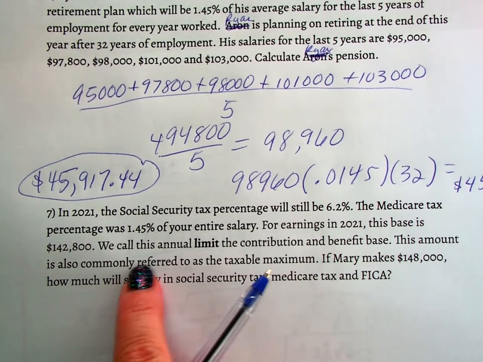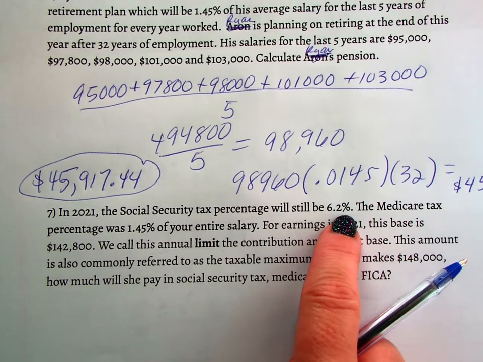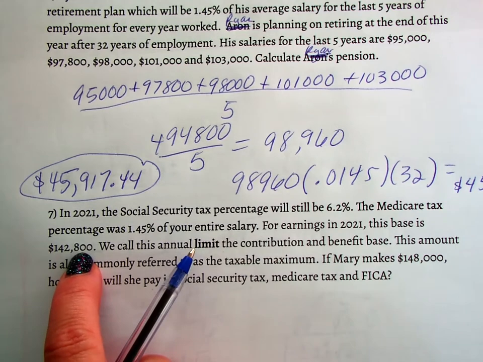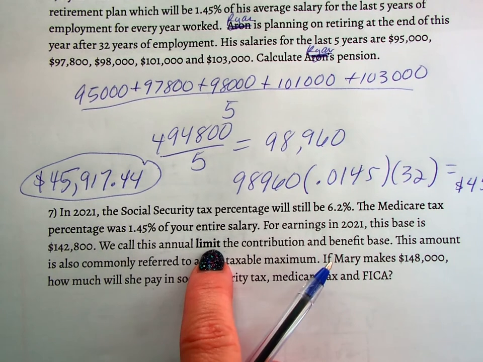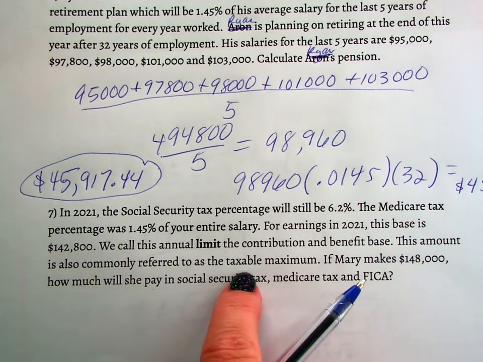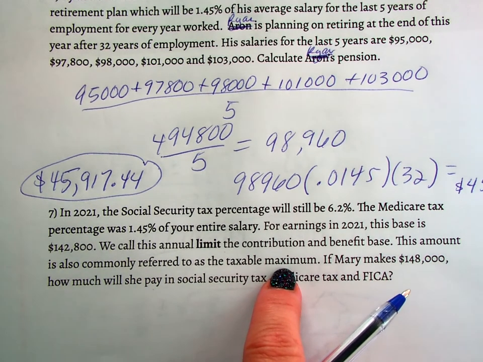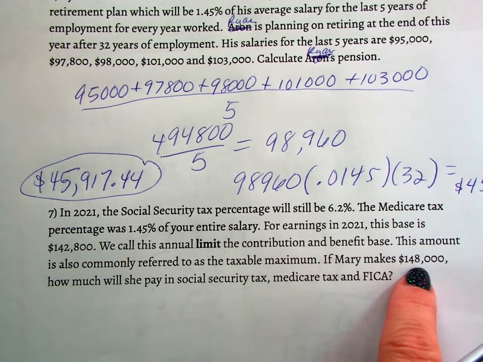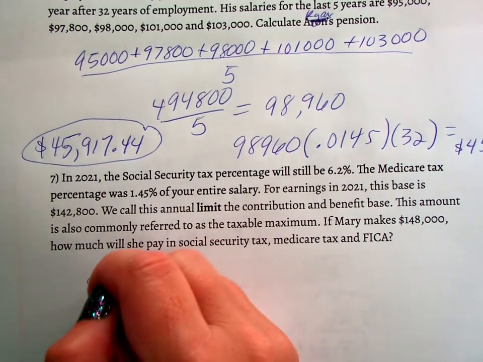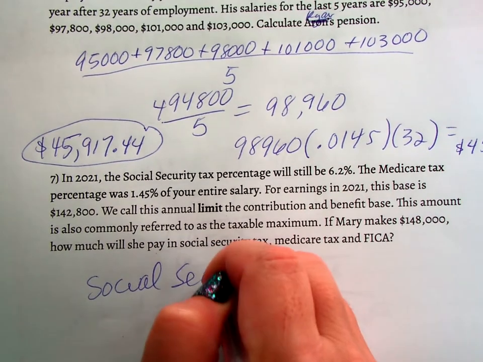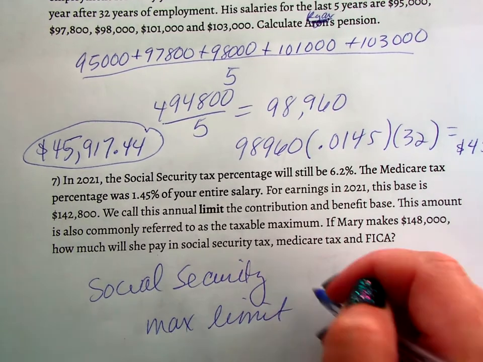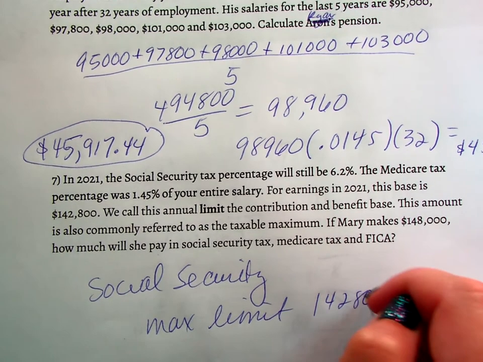All right, in 2021, the Social Security tax percentage is still going to be 6.2%, and Medicare is still this. For these earnings in 2021, our base limit is $142,800. We call this the annual limit or the benefit base. This amount is also commonly referred to as the taxable maximum for Social Security. If Mary makes $148,000, how much does she owe for Social Security, Medicare, and FICA? So remember that Social Security is the one that has the max limit. The max limit that they're going to charge you on income is $142,800.